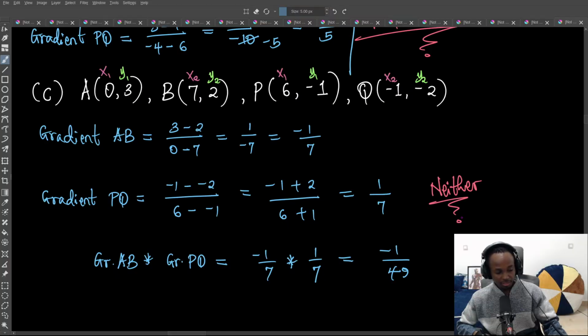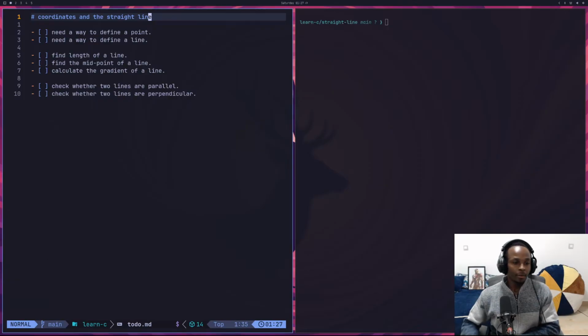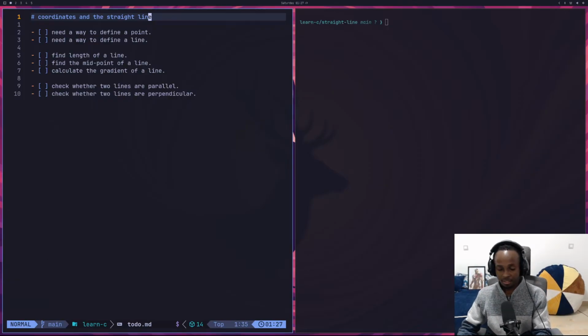So let me move things around here a bit. Okay, so we are now in the terminal, and on the left, we have a to-do list. So just a couple of things.